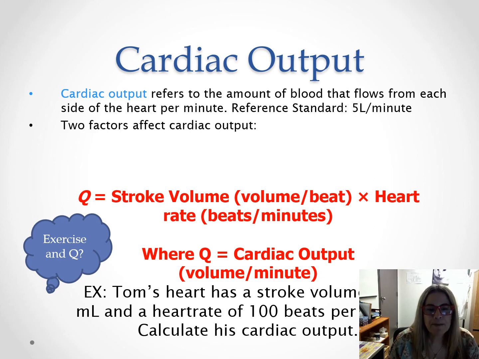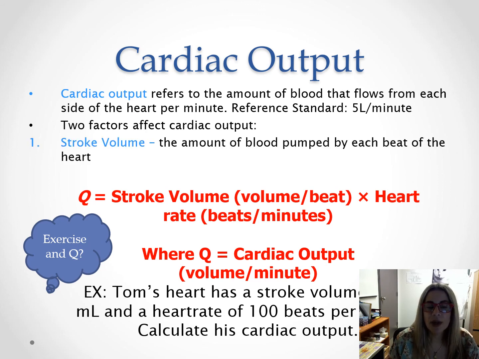And when we calculate cardiac output, this is a super popular question on exams, because it's one of the very few calculations that we have in Biology 20. But in any case, it's really a simple calculation. So there's two factors that impact cardiac output. The first one is the stroke volume, and that's literally the amount or the volume of blood that is pumped each time the heart actually beats.